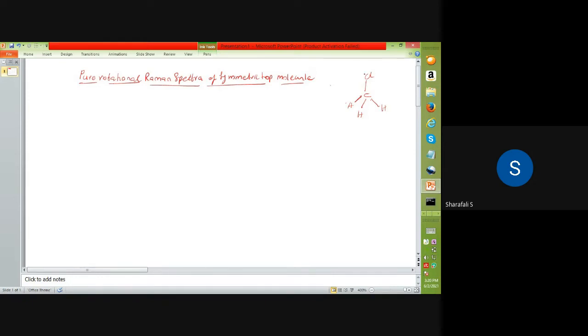Anyway, in this kind of symmetric top molecule, as we know, if the molecule is rotating about this axis, then what will happen? In that case, the molecule will not have any change in polarization because the change is the same. Here all the bonds are hydrogen, so the polarization is not going to change about this axis. So if you are considering rotation about this axis, there is no change in polarizability.